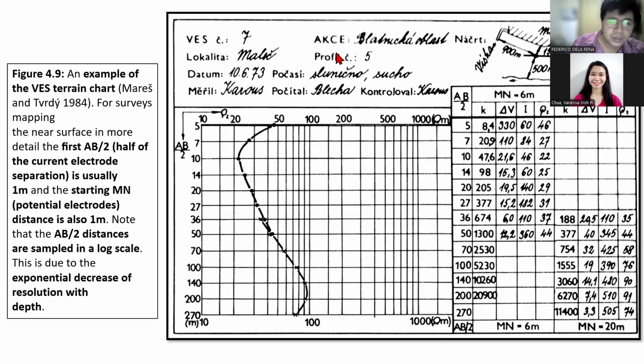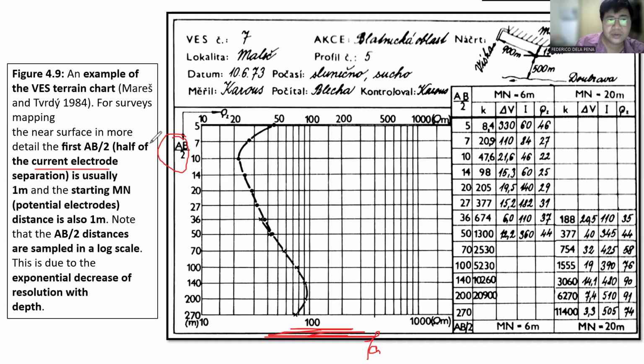Okay, so they simply plot this. The x-axis is the apparent resistivity. Again, apparent resistivity is the average resistivity of all the layers being penetrated. And then the y-axis is AB divided by 2, which is simply the spacing of the current electrode divided by 2.